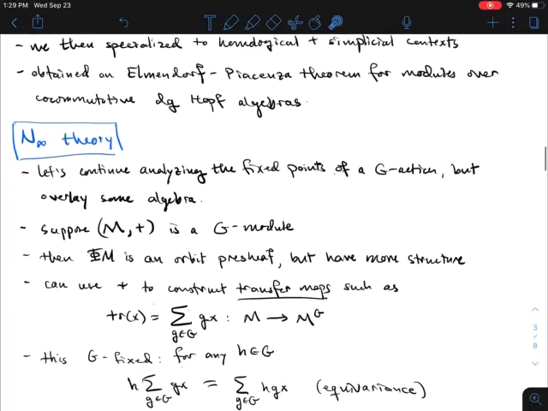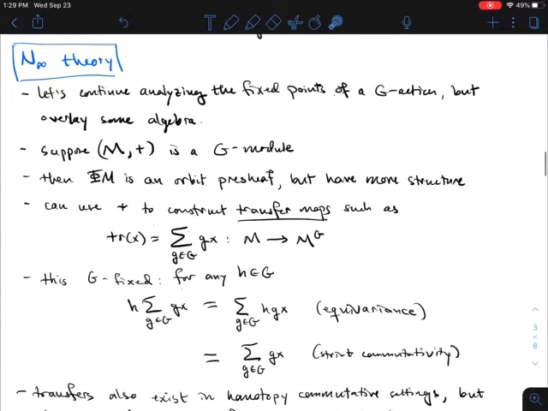I'd now like to turn our attention to N-infinity theory. So let's continue analyzing the fixed points of a G action, but introduce some algebra. Suppose M is a G-module under addition. Then Φ(M) is an orbit presheaf, but we have more structure. Indeed, we can use addition to construct transfer maps such as this sum below, where we sum gx over the elements of the group G.